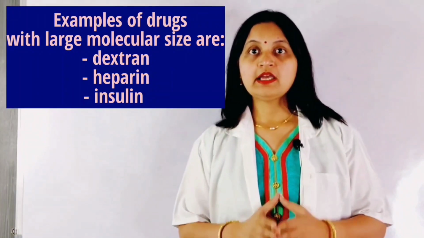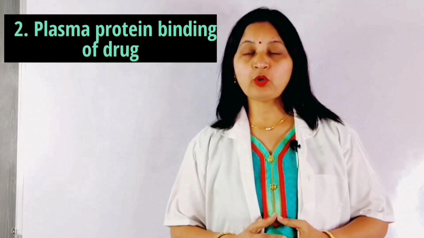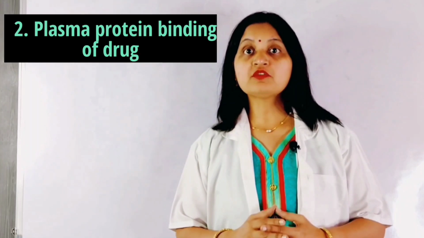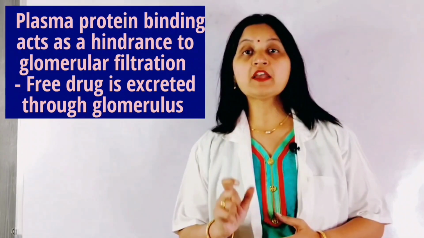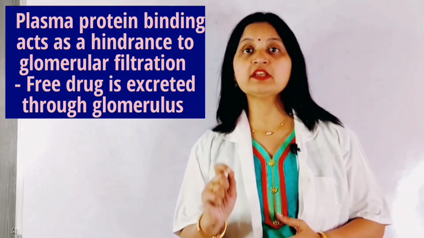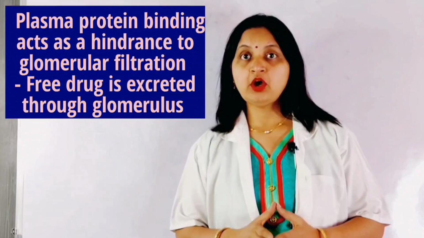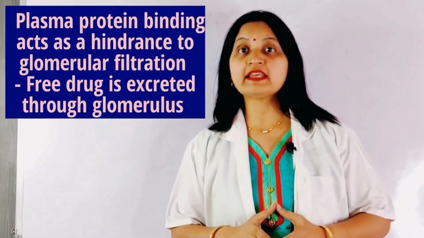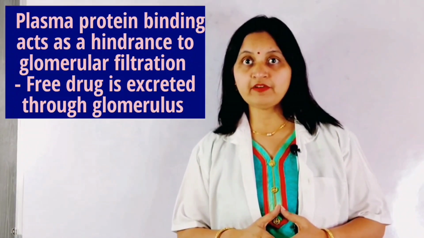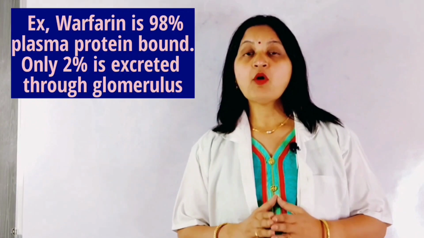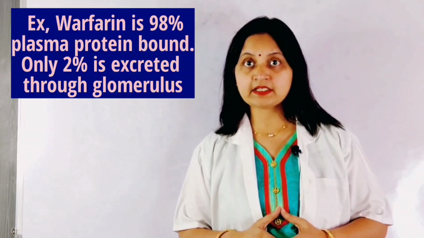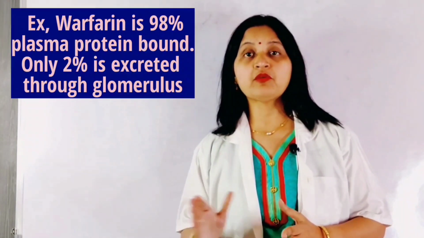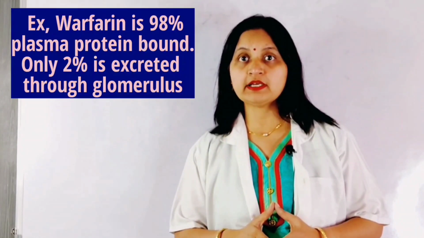Examples of drugs which have large molecular size and are not easily filtered through the glomerulus are heparin, dextran, and insulin. The second factor is the plasma protein binding of the drug. Drugs which have high plasma protein binding capacity are not easily filtered through the glomerulus. So plasma protein acts as a hindrance to glomerular filtration. So only the free drug is easily excreted by glomerular filtration. Example, warfarin has 98% plasma protein binding capacity. So only 2% of the drug is excreted by the glomerulus.